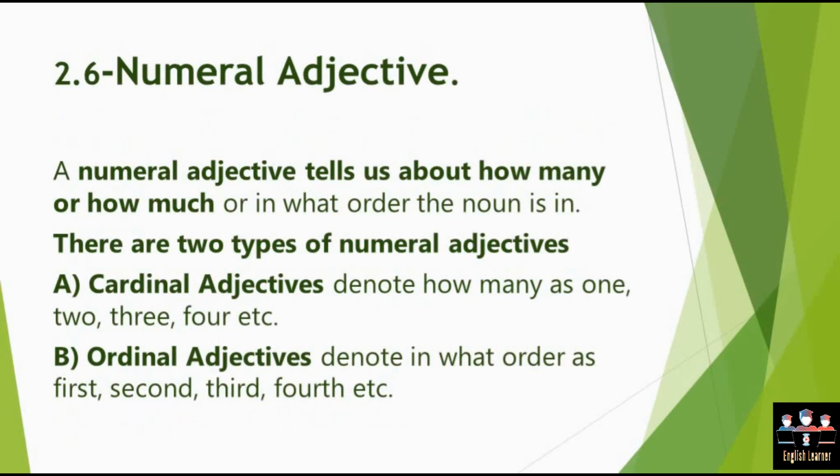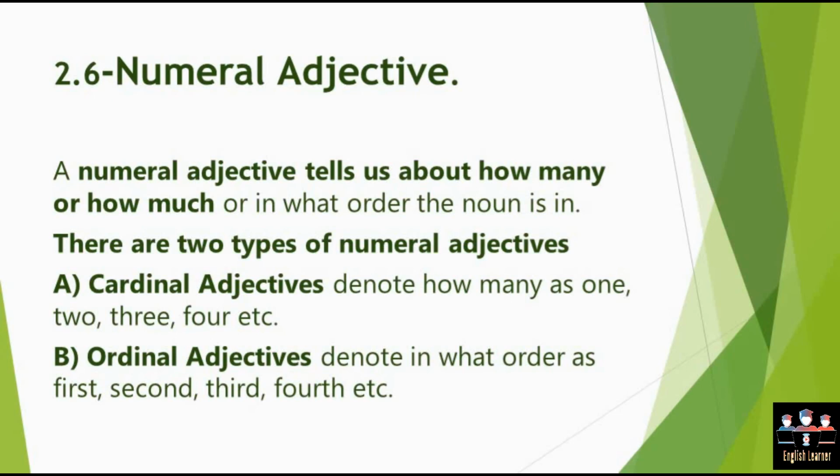Number 6. Numeral adjective. Numeral adjectives tell us about how many and how much. They are actually divided into 2 major categories: cardinal adjectives and ordinal adjectives. Whenever you talk about how many, then it will be a cardinal adjective. For example, how many people were there? They were 2 in number. They were 4 in number. So it is indicating that the answer to how many is going to be given by cardinal adjectives.